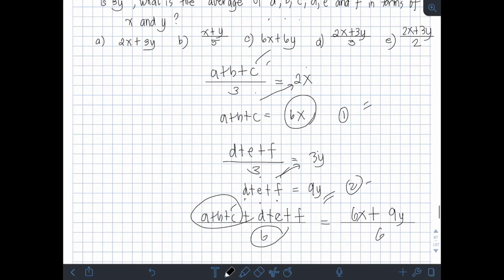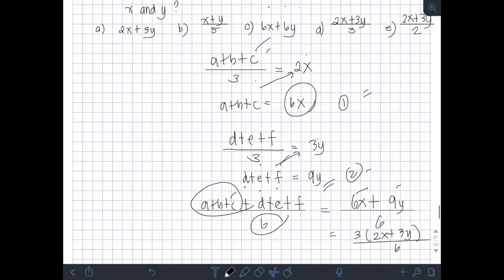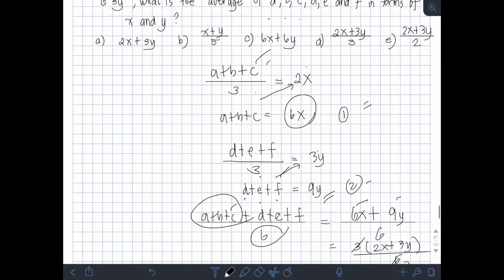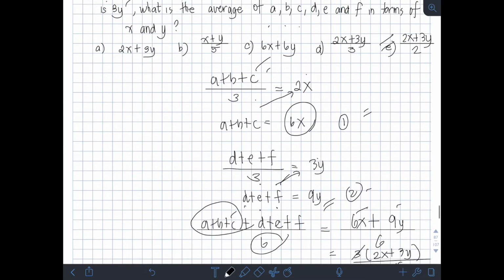So, therefore, in terms of x at y na yung ating average nitong 6 na letters. So, simplify na lang natin. So, pwede muna natin i-factor dito yung 3 sa 6x saka 9y. So, 3 times 2x plus 3y divided by 6. So, magiging cancel si 3, magiging 2 si 6. So, ang final answer is 2x plus 3y over 2. Okay, so therefore, the answer is letter E.